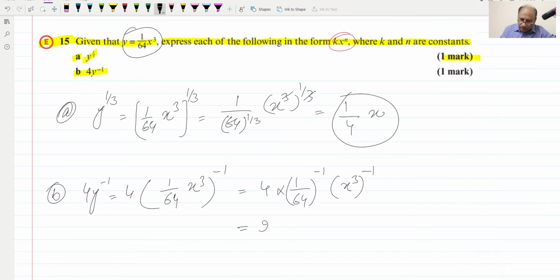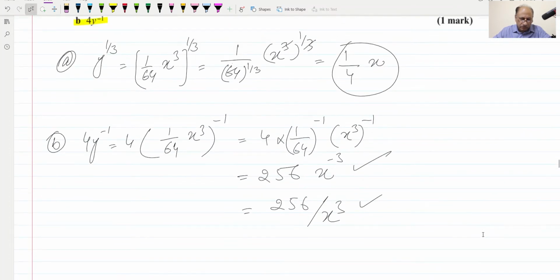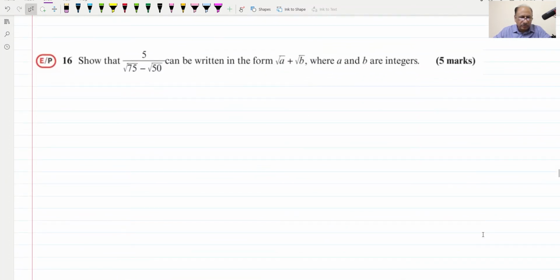So we can write here 256 and x raised to the power minus 3, which we can further write as 256 and 1 over x cubed. This can be the answer, or we can write it like this. So both are answers which we can provide. Hopefully you understood this.